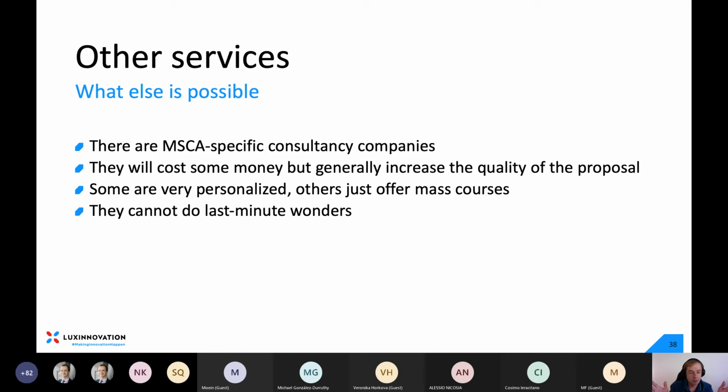Some work very differently. Some are very general and more like an industry, and they will send you lots of documents and make you listen to an online course, and you pay a lot of money for it. But some of them are very personalized, and they will sit down with you and have, well, nowadays remote chats and help you discuss and improve your proposal. But again, this will cost money.